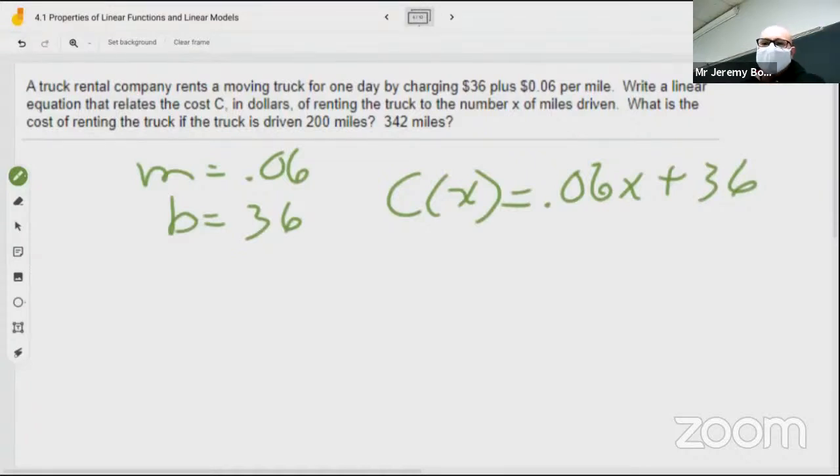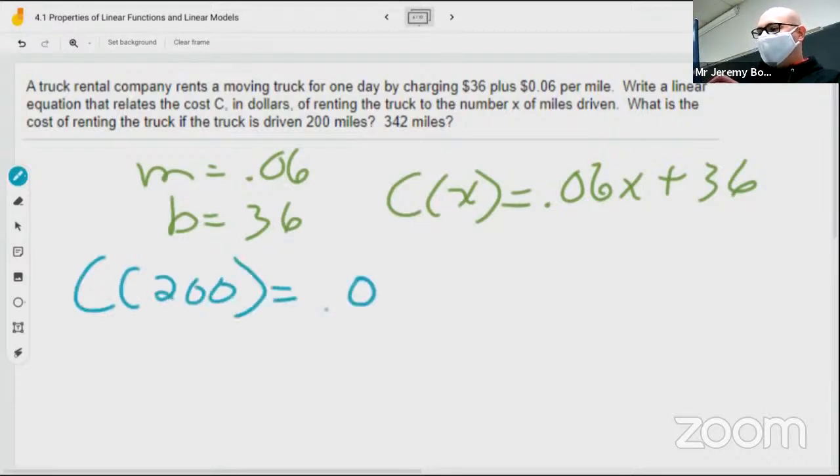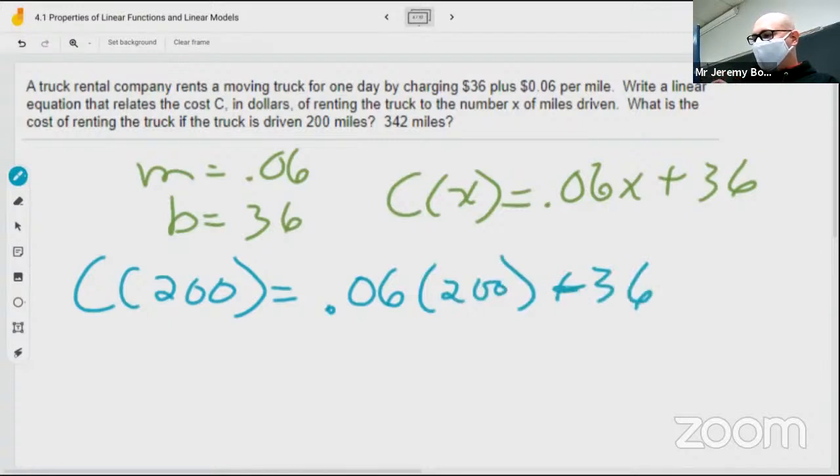All right. Now, if we want to know the cost of renting the truck if it is driven 200 miles, well, it's going to be C of 200. Should be 0.06 times 200. Try to write that a little better. Plus 36. And that'll be what?